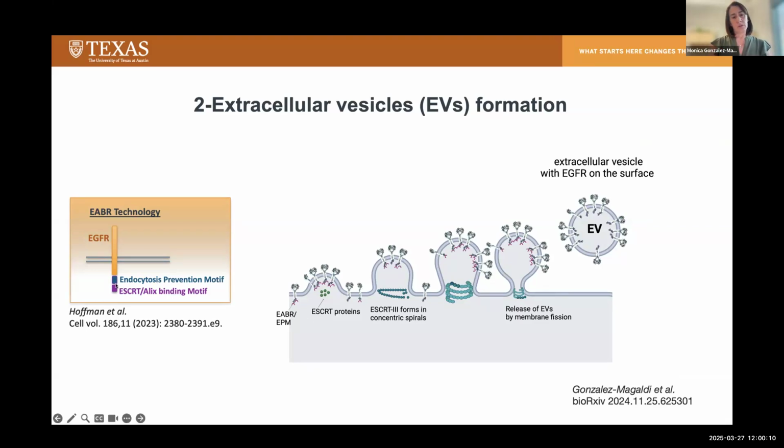by fusing a sequence into the C-terminus of our receptor, the full-length receptor. This is a method that was described by Hoffman et al. in 2023, and it's a sequence that codes for an ESCRT and ALIX binding motif. So it would recruit ESCRT proteins that would make your receptor get into the membrane that is going to bud from your cell.